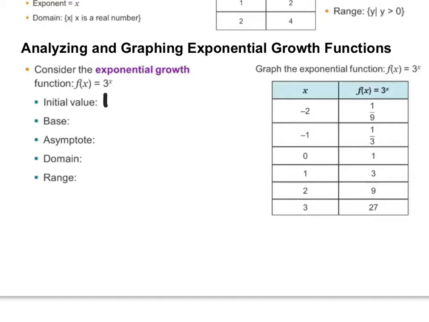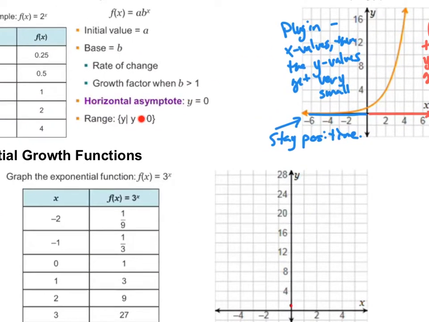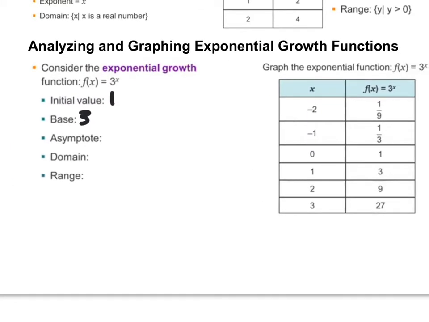Your base is a value of 3. You have an asymptote, and you have a horizontal asymptote at y equals 0 for a standard exponential growth problem. Your asymptote is at the line y equals 0. Your domain is all real numbers.